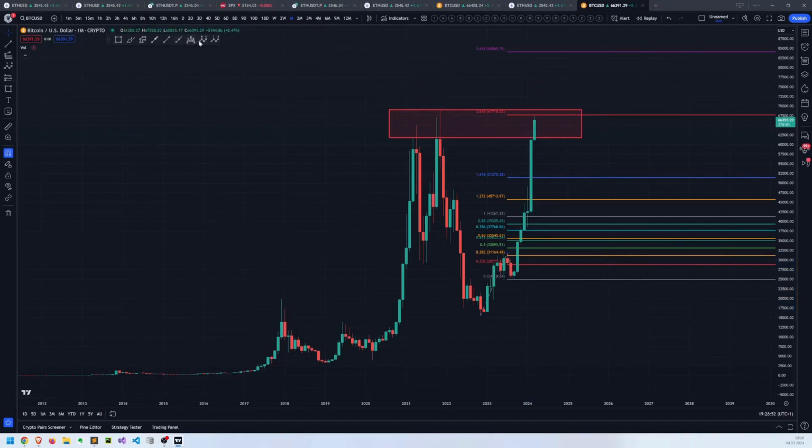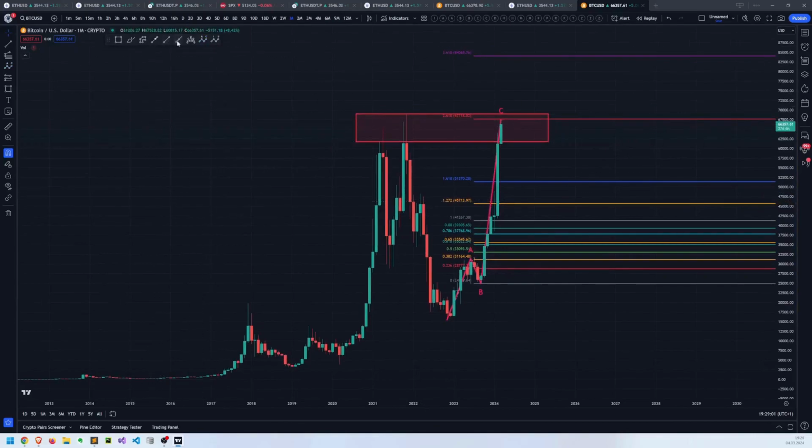Now there are two possible scenarios. We have either an ABC, A, B, and then a C. If that is the case, that's the bearish case. The price would easily then go down, and we could even make a new low.